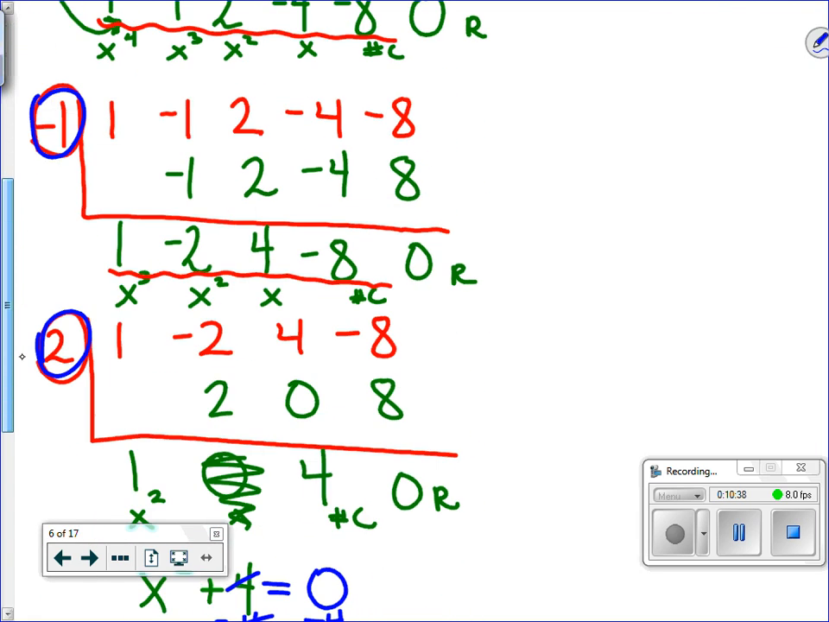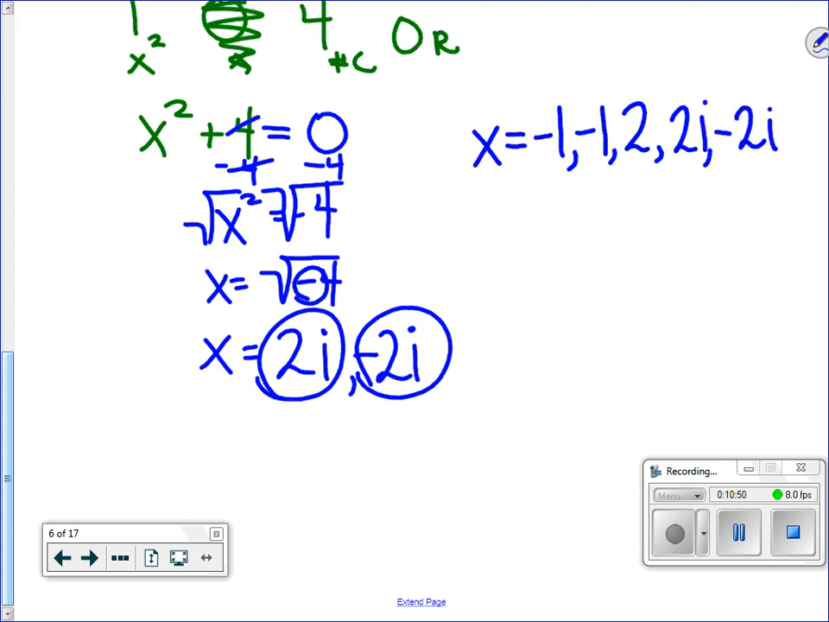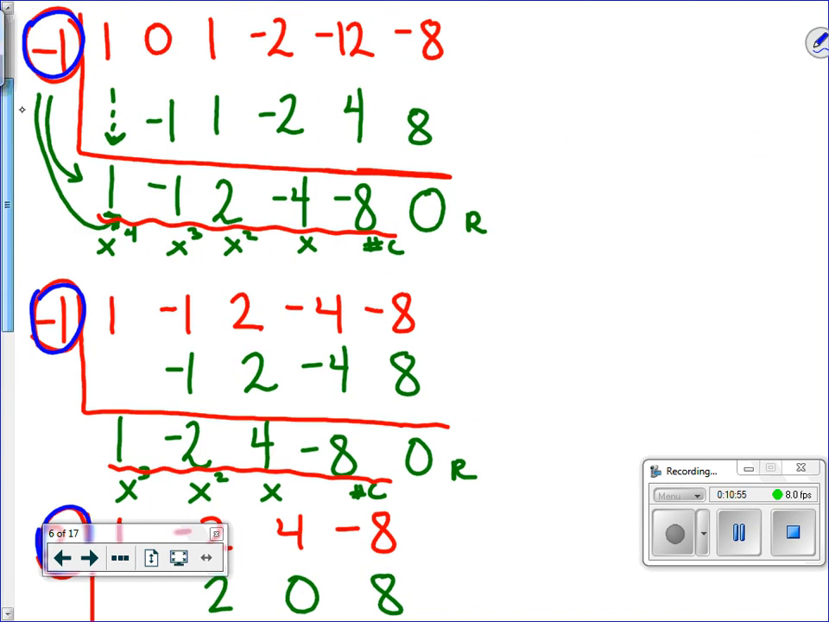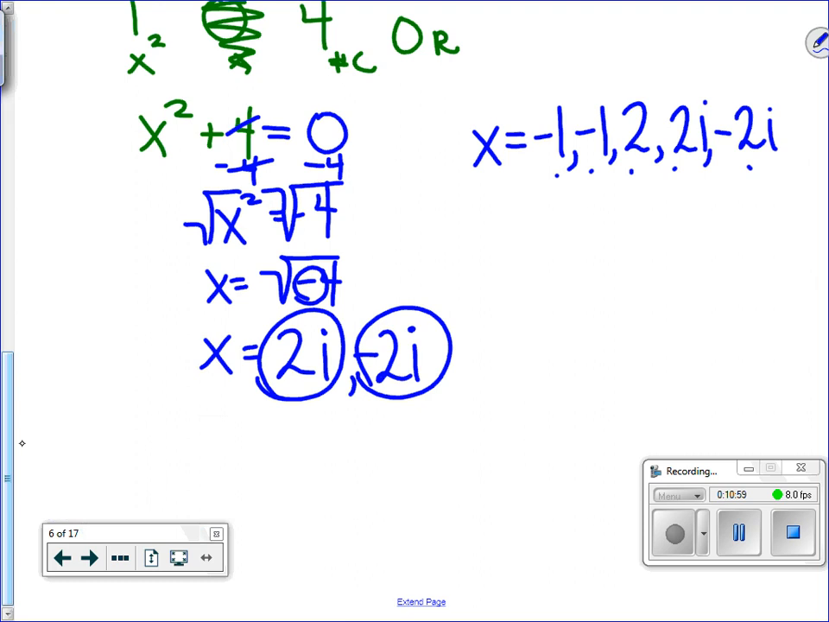So let's write all those out and let's count. X is equal to negative 1, negative 1, 2. And then we have our imaginary of 2i and negative 2i. 1, 2, 3, 4, 5. We were supposed to have 5 solutions, and we found all of those. So find all the zeros. We are done.